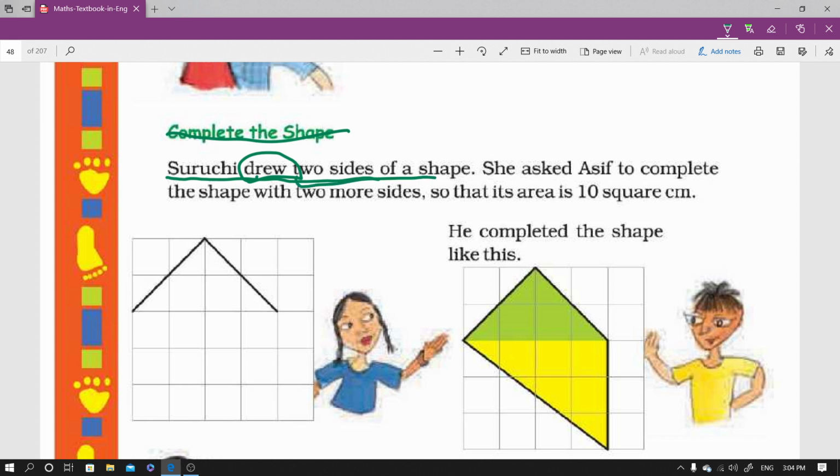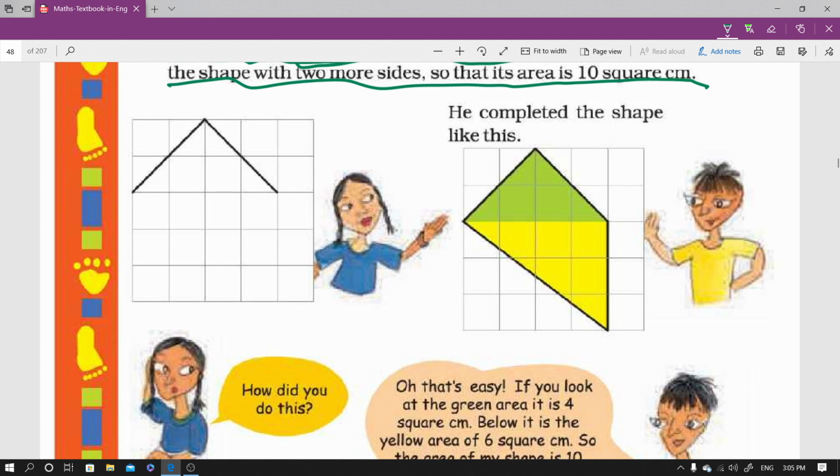Two sides of a shape. She asked Ishaf to complete the shape with two more sides so that its area is 10 square centimeter. He completed the shape like this. How did you do this?